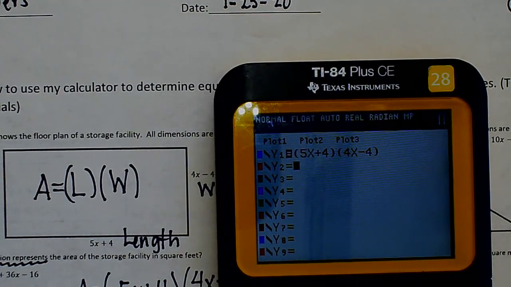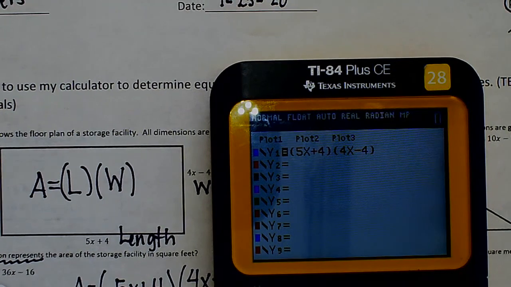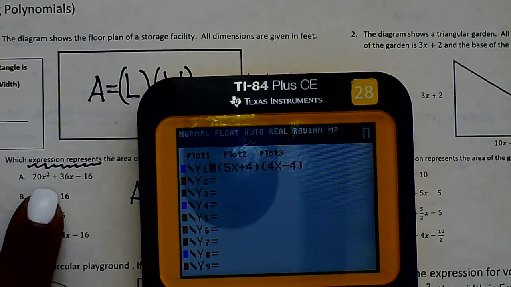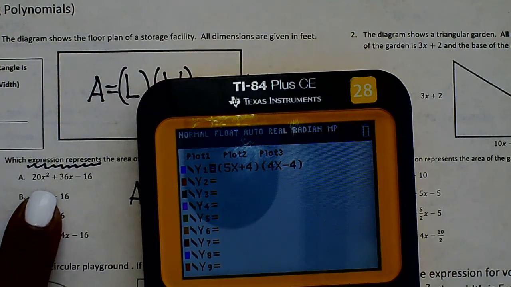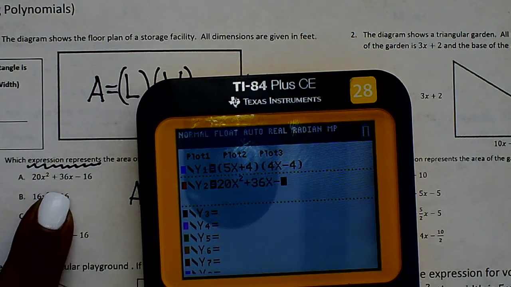So what does this look like? It's talking about area. But let's first put in one of our answer choices and see if it matches. Notice the answer choice looks different because it's already multiplied out. So let's put the first one in: 20x squared plus 36x minus 16.